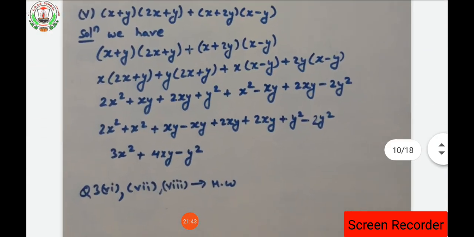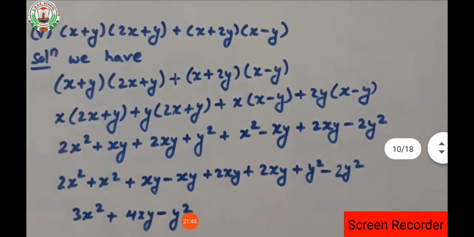Next, the fifth part. So again the same: x plus y is going to multiply with 2x plus y, and x plus 2y is going to multiply with x minus y. So here are the solutions. Just go through the solutions.